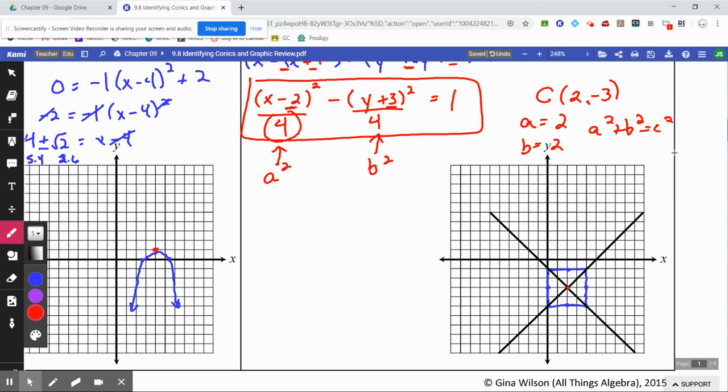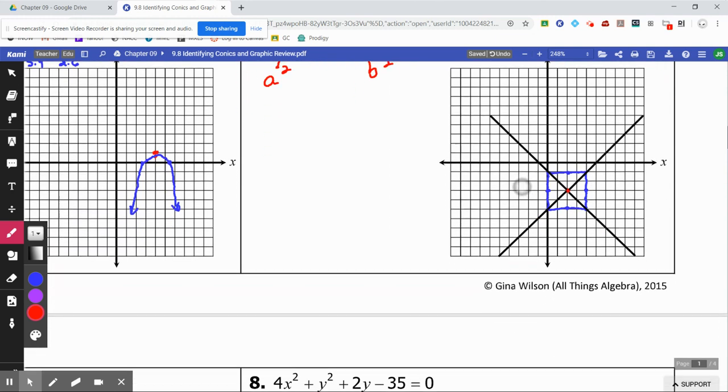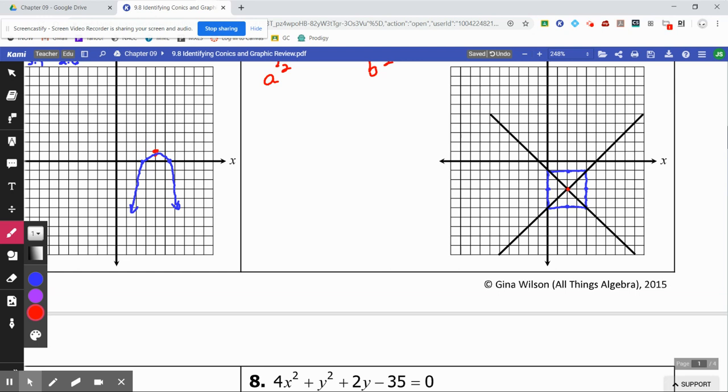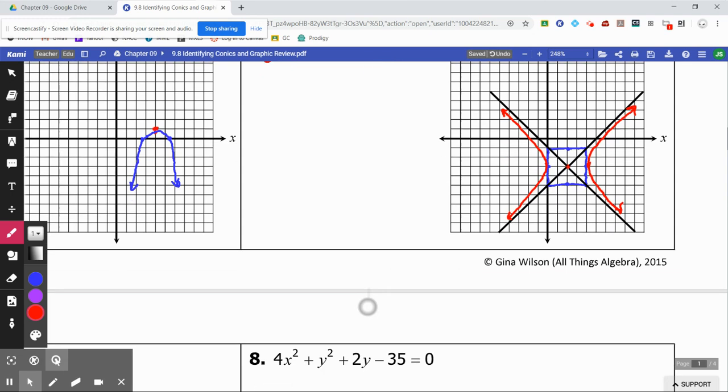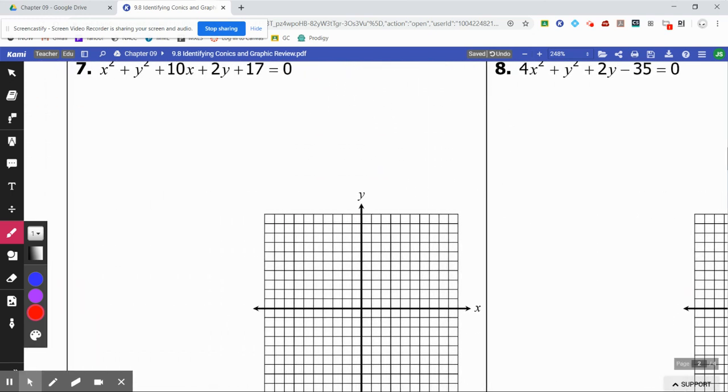foci. But to graph this, since it's horizontal, what we can actually do is just go from our vertices, which are here, and just follow those asymptote lines. So it's going to come up and down and look something like that. And then to the left, it would look something like this. And there is your hyperbola.